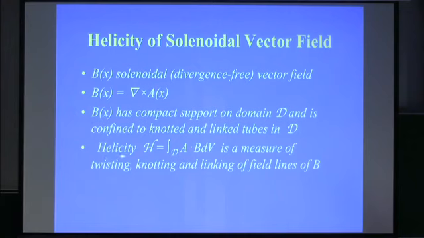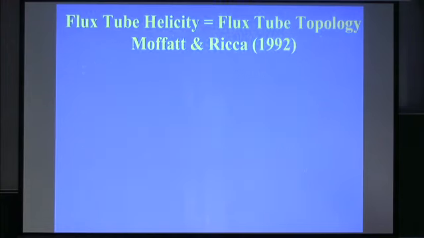So the helicity is this integral, and it's a measure of twisting, knotting, and linking of field lines. And the absolute value of this thing, it's a signed quantity, is a lower bound to the energy of the vector field. But fortunately, Keith Moffatt and Renzo Ricca fixed this for me because they converted helicity from an integral. I can't compute integrals anyway. And the idea is to convert it to topology, knotting and linking.